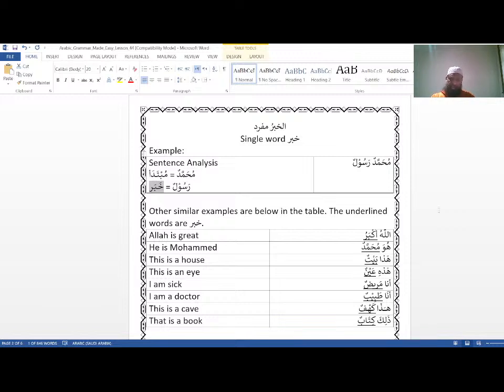أنا مريض. So أنا is ضمير, ضمير is definite, مريض indefinite, so it makes a jumla. I am sick. أنا طبيب, I'm a doctor. هذا كهف, this is a cave. ذلك كتاب, that is a book. In all these examples, we are having khabar as mufrad, a single word.